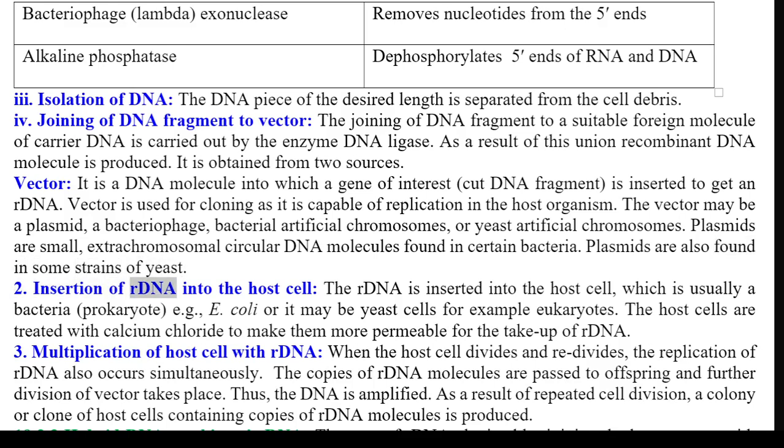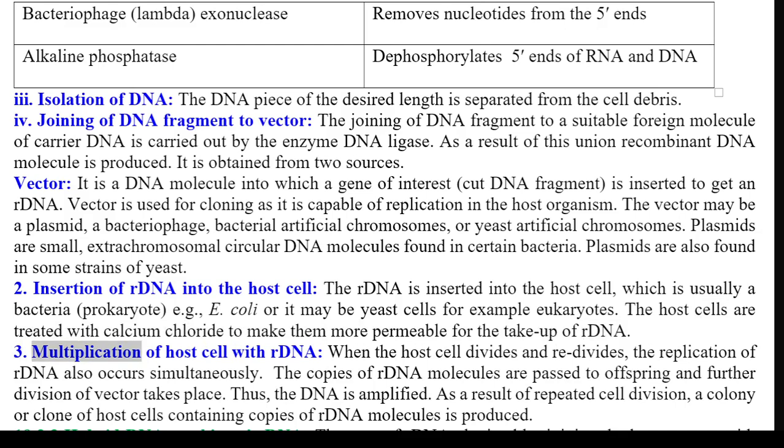2. Insertion of rDNA into the host cell. The rDNA is inserted into the host cell, which is usually a bacteria, prokaryote, for example E. coli, or it may be yeast cells, for example eukaryotes. The host cells are treated with calcium chloride to make them more permeable for the take-up of rDNA.